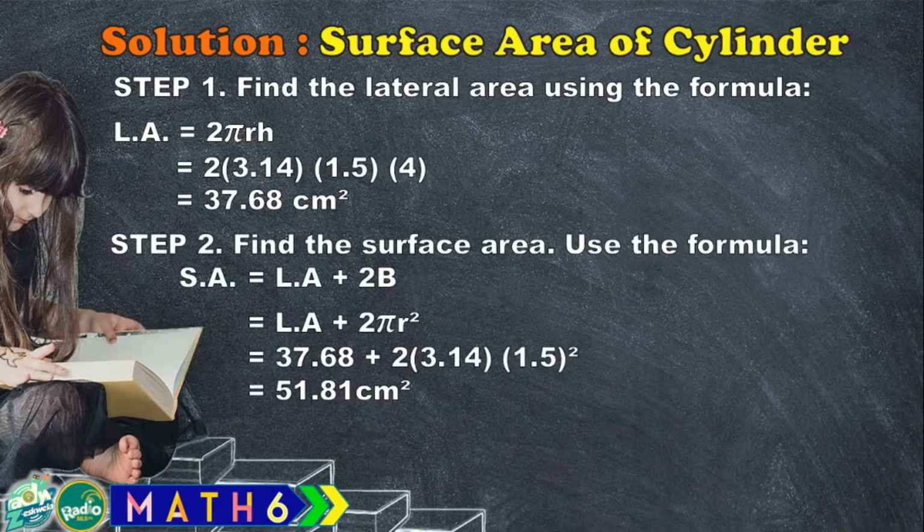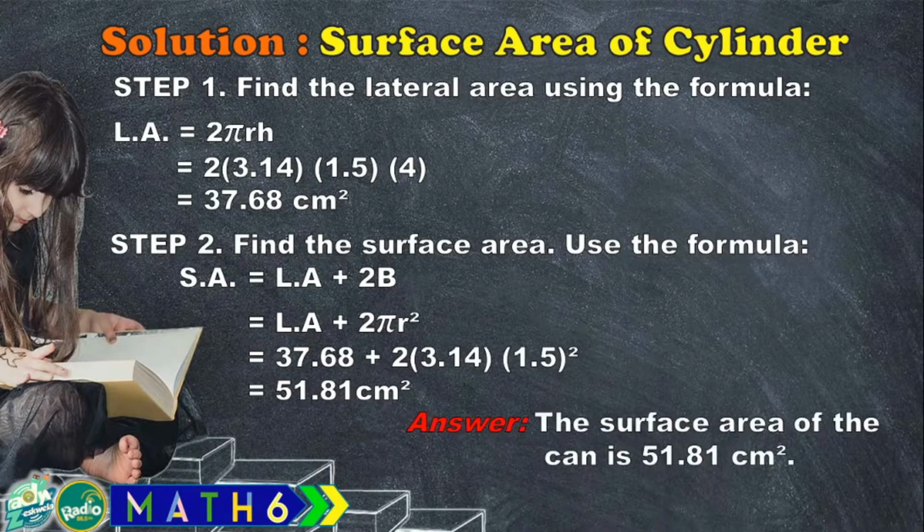Then we get 37.68 centimeters squared. Now we have the lateral area, so we have to proceed to our step 2, which is finding the surface area. We have surface area equals lateral area plus 2b. Now we have lateral area plus 2 pi r squared. The lateral area is 37.68 plus 2 and the value of pi, which is 3.14 multiplied by 1.5 squared.